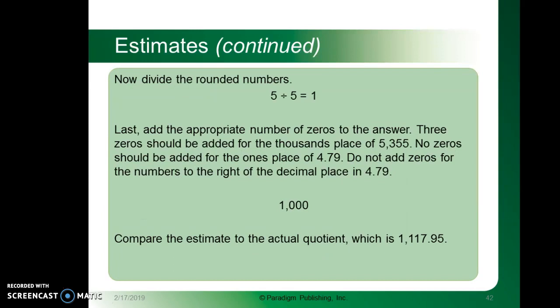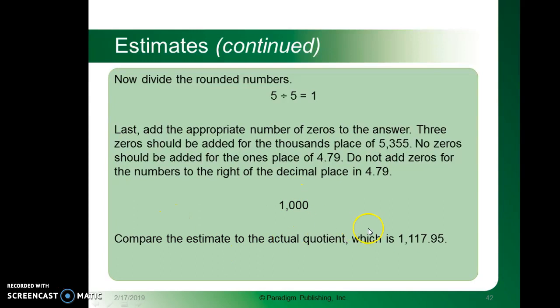Now divide the rounded numbers. So 5 divided by 5 is 1. Last, add the appropriate zeros. There were 3 zeros in the 5,000 and no zeros in the 5. So to the 1, we're going to add those 3 zeros. So the answer is 1,000.